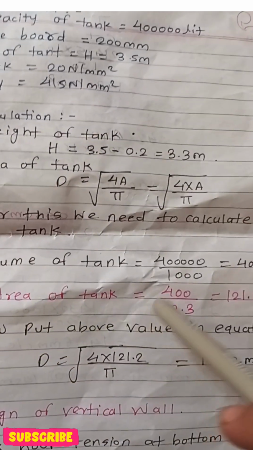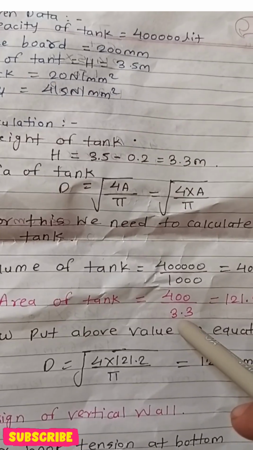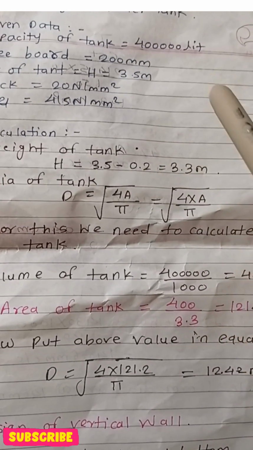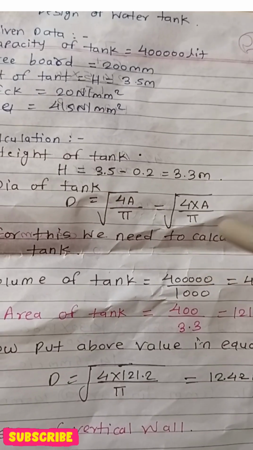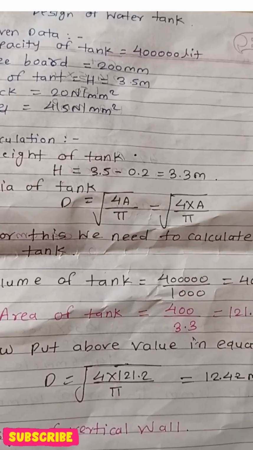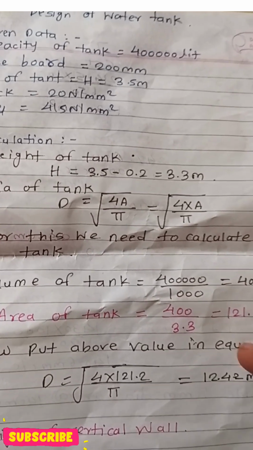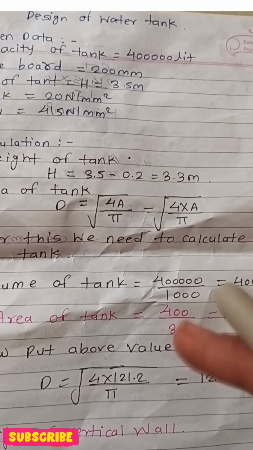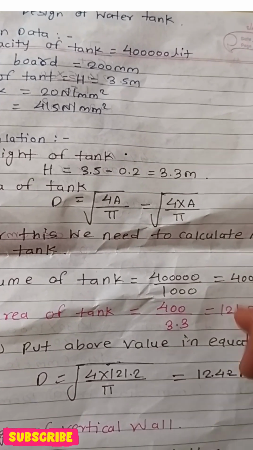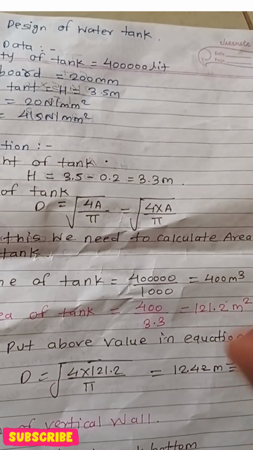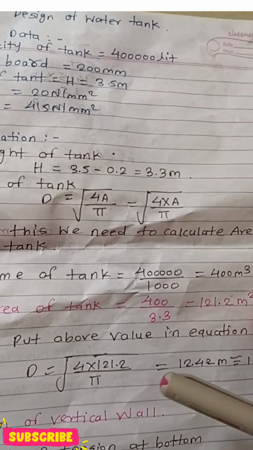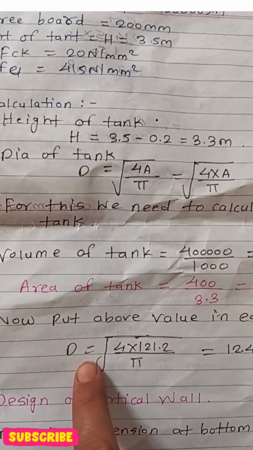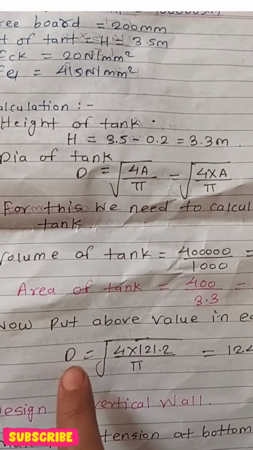Okay, now the area of the tank is nothing but the volume divided by the height, because we know the height. So volume divided by L into B into H. So if you put any certain value here, you will get the area, because as we know, the H, L into B value is nothing but 121.2 meter square.